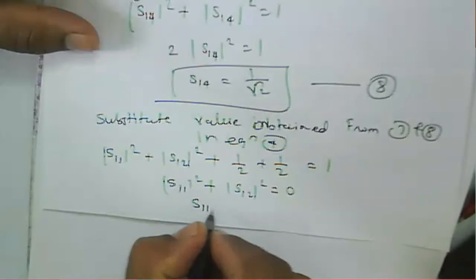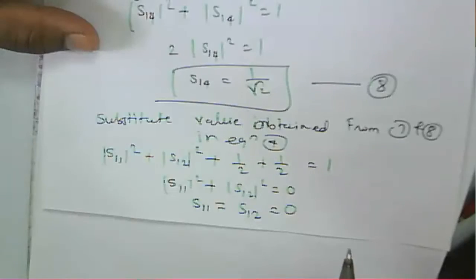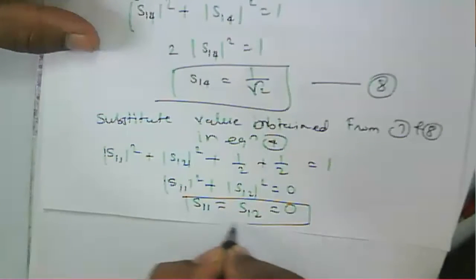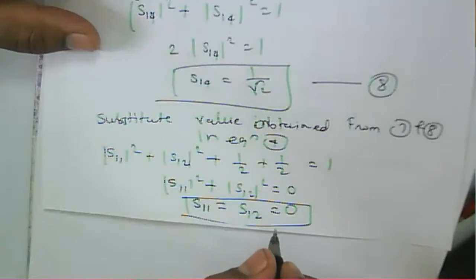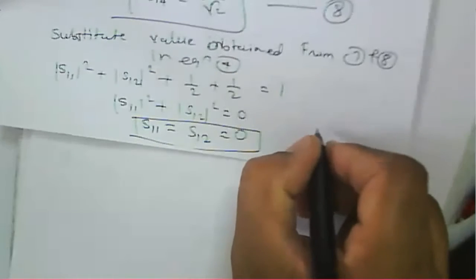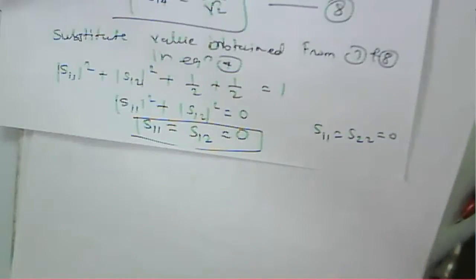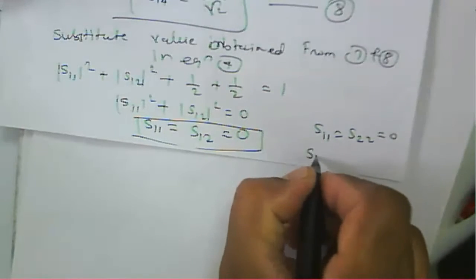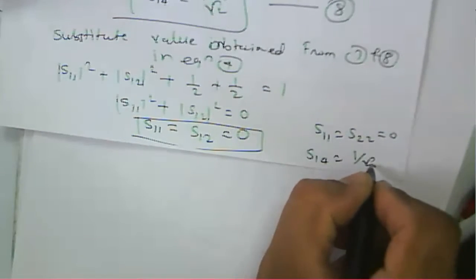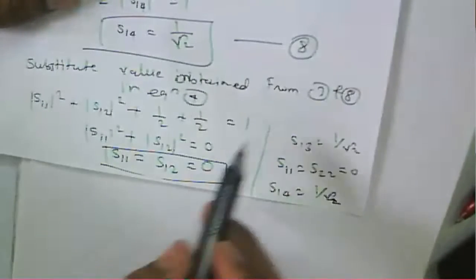This equation becomes valid when S11 is equal to S12 is equal to 0. That is from the given matching condition. And from the equations we saw earlier, just remember that S11 is equal to S12 is equal to 0. And earlier we saw that S11 is equal to S22, so it simply becomes 0. And we obtained that S14 is equal to 1 by root 2 and S13 is equal to 1 by root 2. These are the values obtained earlier.